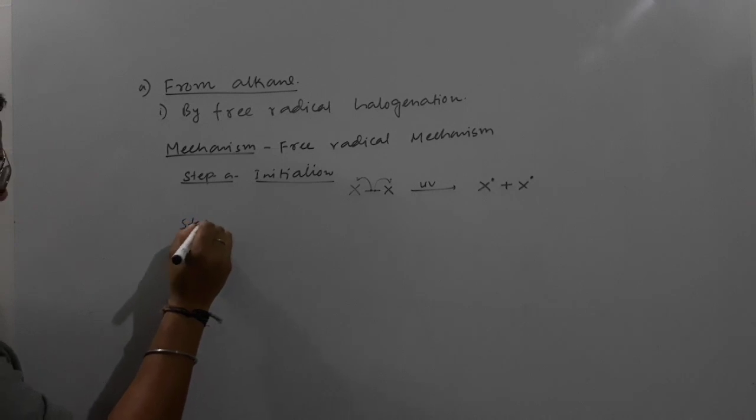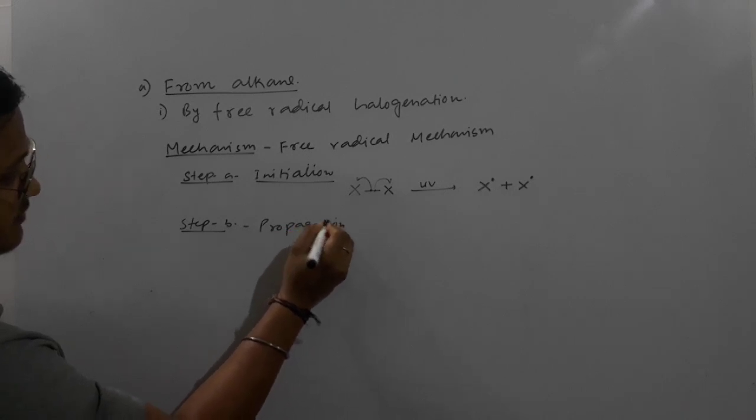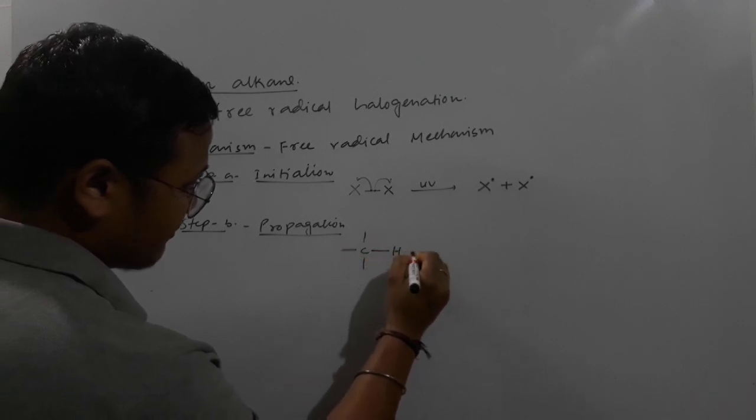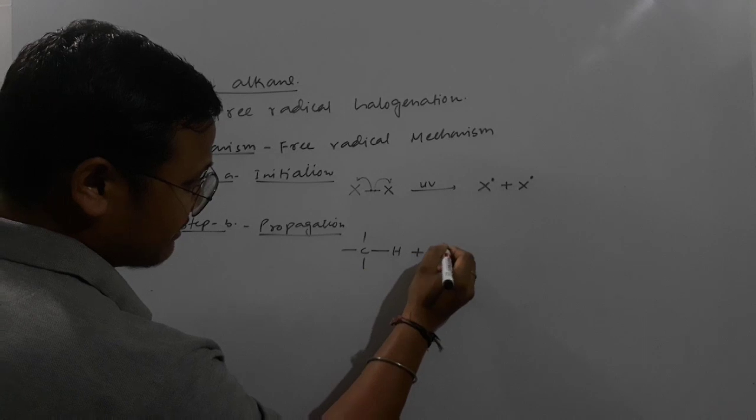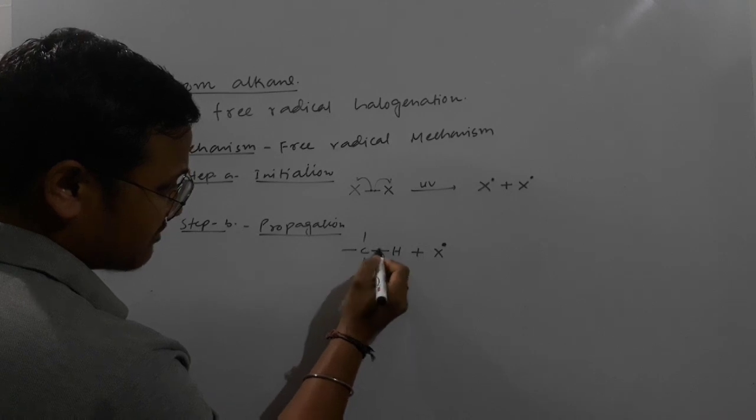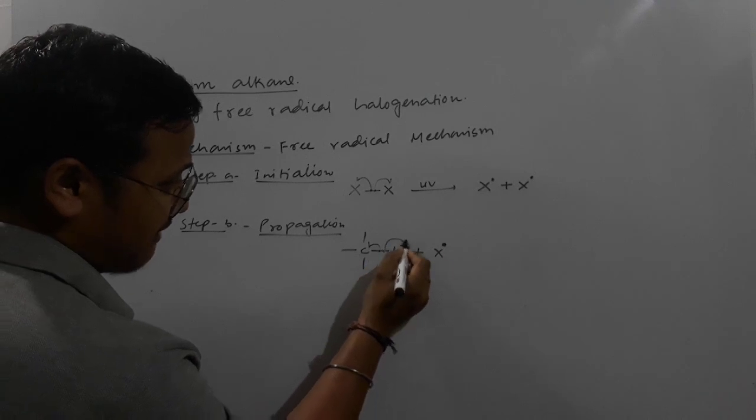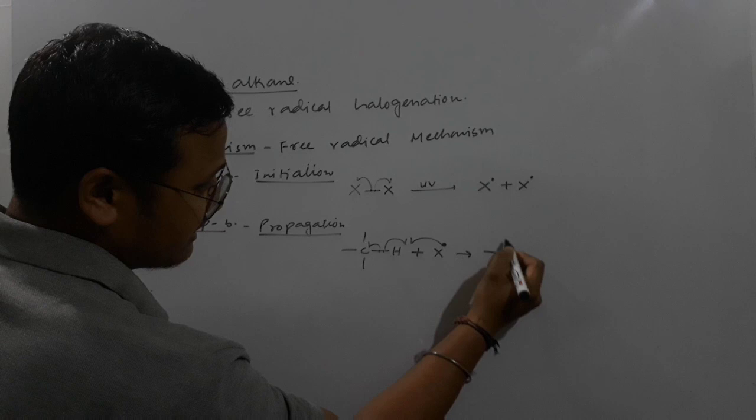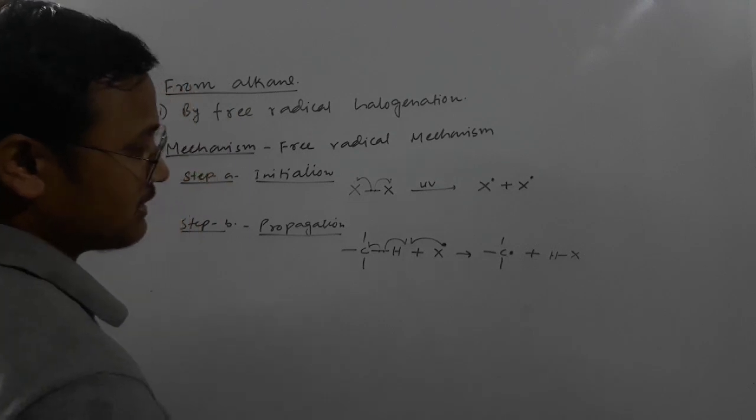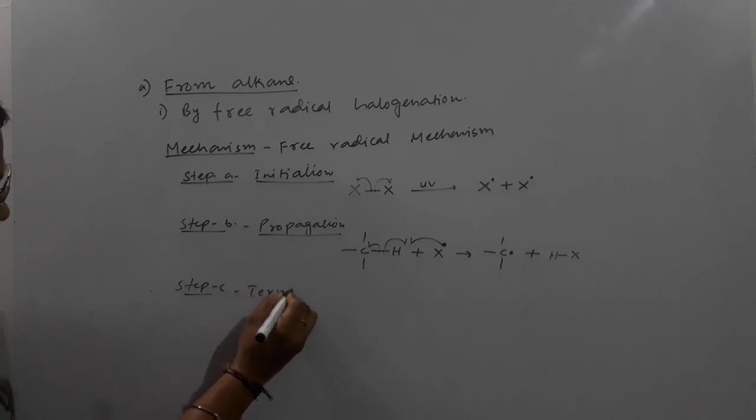And in step 2, we are talking about the propagation step. In the propagation step, the alkane we are taking will react with one of the halogen free radicals. Now what happens here? The carbon-hydrogen bond will break down, again by homolytic bond cleavage, one electron each. Now this hydrogen will bind with this halogen and it will give us this carbon free radical and a hydrogen halide. Clear?